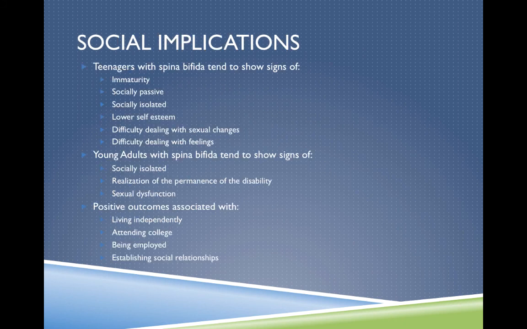Some social implications. Teenagers with spina bifida tend to show signs of immaturity. They may be socially passive, socially isolated, have lower self-esteem, have difficulty dealing with sexual changes, and difficulty dealing with feelings. Young adults with spina bifida tend to show similar signs, being socially isolated, the realization of the permanence of the disability, and sexual dysfunction. Positive outcomes associated with spina bifida include living independently, attending college, being employed, and establishing social relationships.